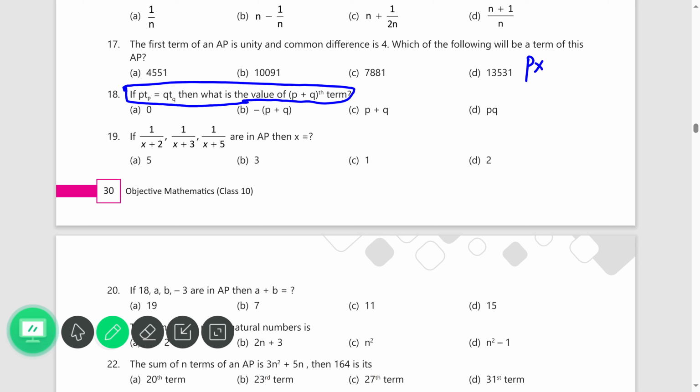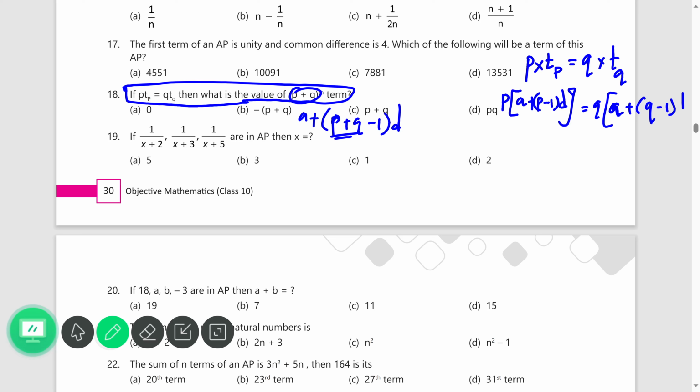TP equal to Q times TQ. So what do I want to bring? The P plus Q th term. That means the n value is P plus Q, that means A plus P plus Q minus 1 into D. Instead of n, P plus Q we have to use. That step we have to bring equal to what? Here P into the Pth term, in the sense A plus P minus 1 into D, equal to Q times A plus Q minus 1 into D.